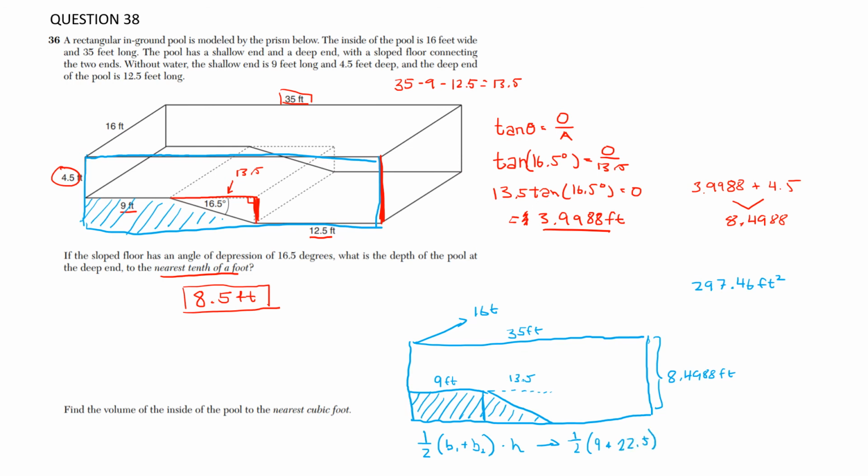As our second base, times our height, which we also got from the previous question, and we know that to be that value there, 3.9988. We can multiply this out, and we get the area of the trapezoid, which is 62.982 square feet. So let's subtract this from our total area of the rectangle.